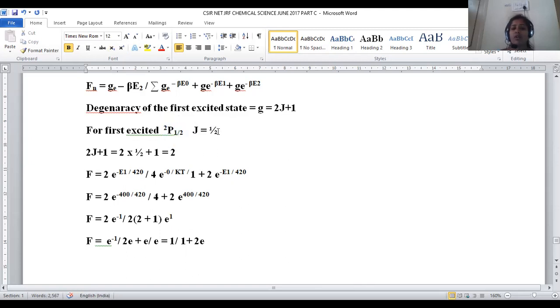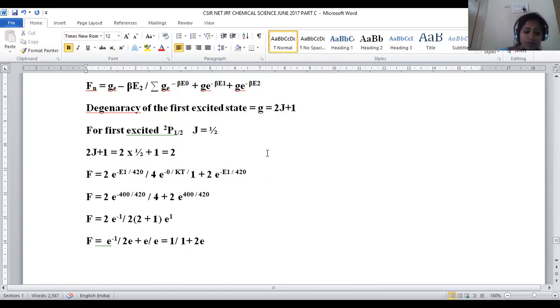That's why here J is equal to half. We got the J value. Let us substitute in this equation. So degeneracy is equal to 2 into 1/2 plus 1. So 2 into 1/2 plus 1, the 2 gets cancelled. So the 2J plus 1 value becomes 2. That means the degeneracy is equal to 2 now.